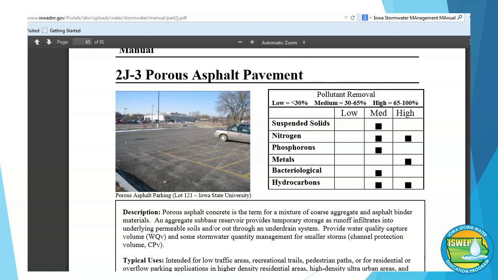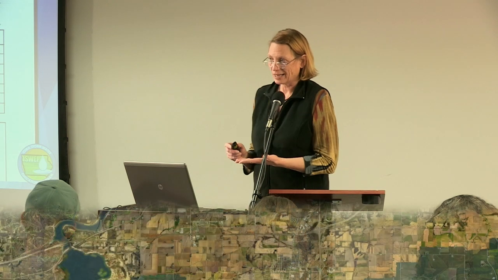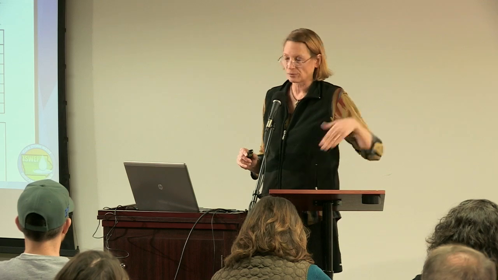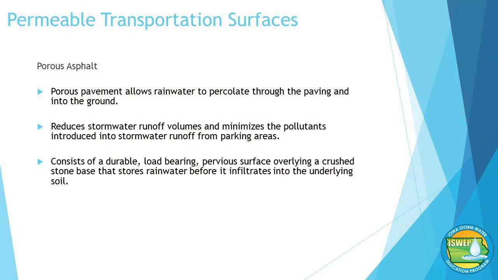But the subsurface is very similar, and I'll try and see if I have a profile. I don't think I have one. But typically, you're going to have an aggregate layer, and for the most part, unless you have high percolation rate soils, you'll have a subsurface drain that would be tied to a storm sewer system or in a treatment train to another practice. And so you have aggregate and then an additional aggregate layer, and then you have your porous surface on top of that.